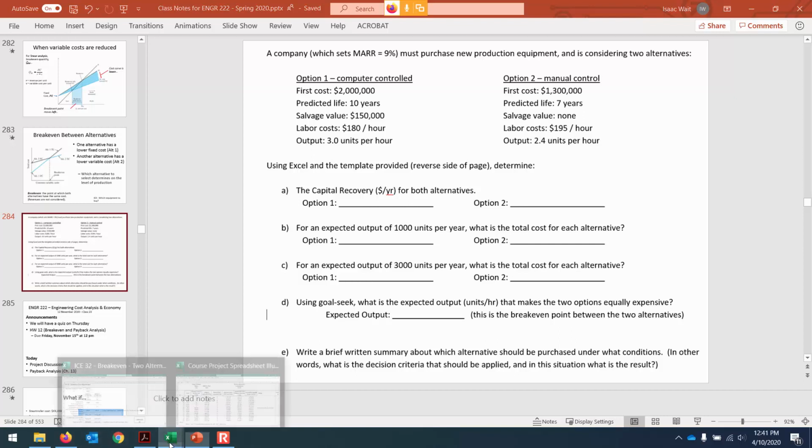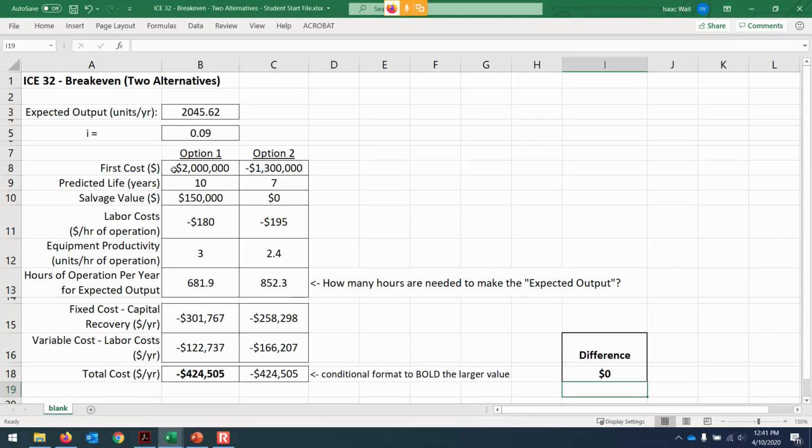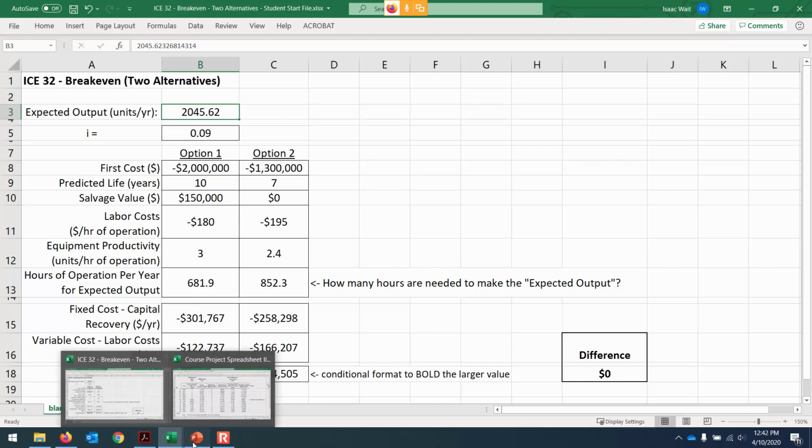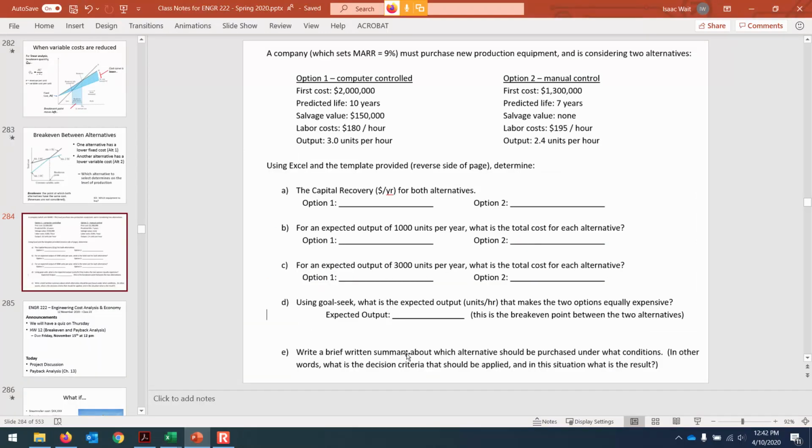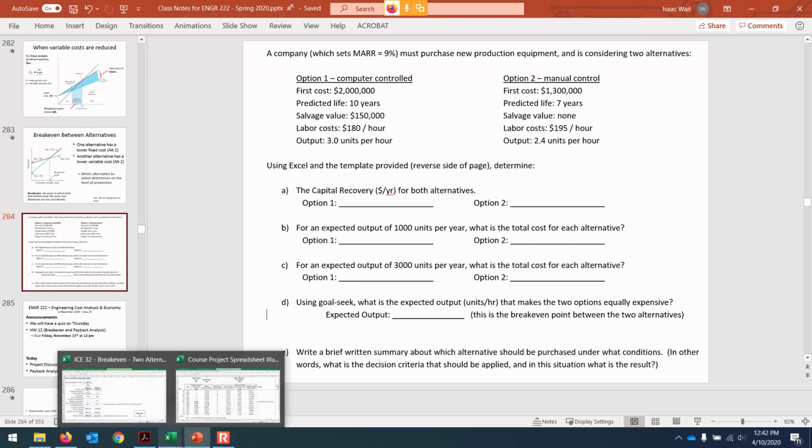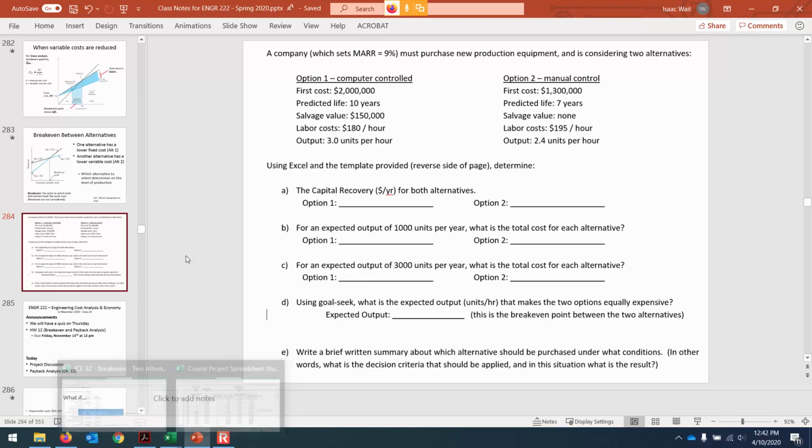So the expected output would be 2,046 units per year. Alright, and the last question was, write a brief summary about which alternative should be purchased under what conditions. So kind of like create your own decision criteria, an if-then statement that would describe which option to select.